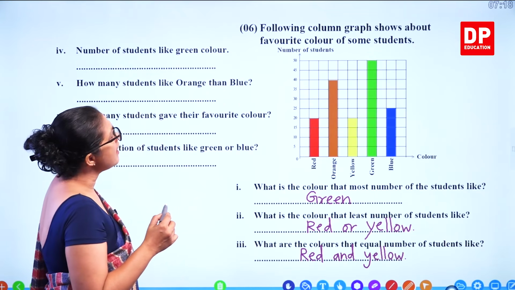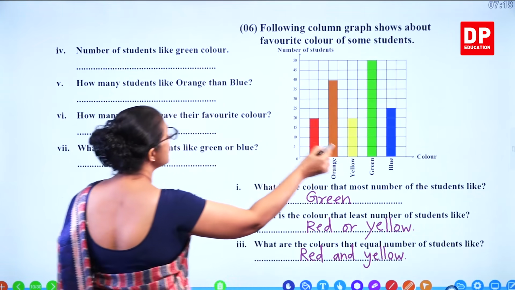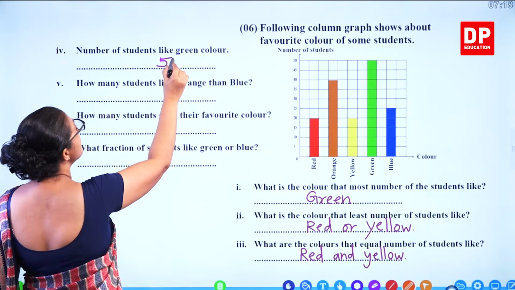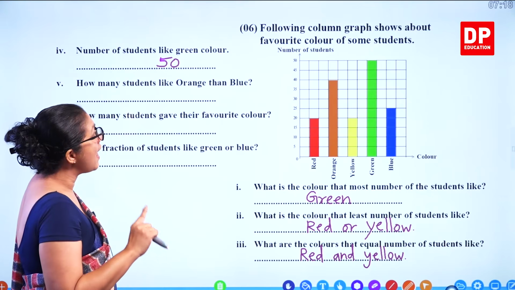Number of students who like green color. So we can refer to the number here: 50 students like green color. How many students like orange than blue?